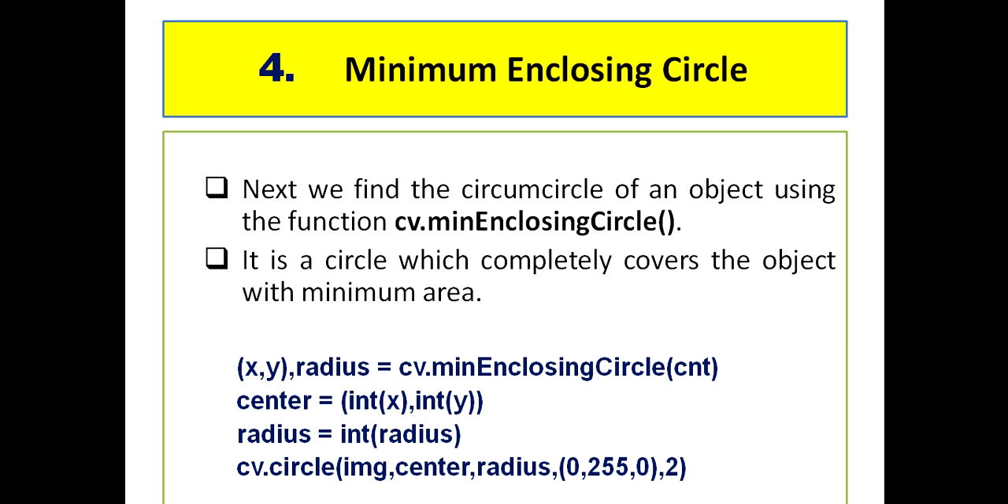So guys, please take a screenshot of this code. So (x, y), radius = cv.minEnclosingCircle, and we are passing the contour information here. Then we find out the center, from that x and y we are assigning our center. Then the integer radius. Then cv.circle on the image with that center and radius, with green color and thickness 2, we have drawn this minimum enclosing circle. I hope this piece of code is clear to you.